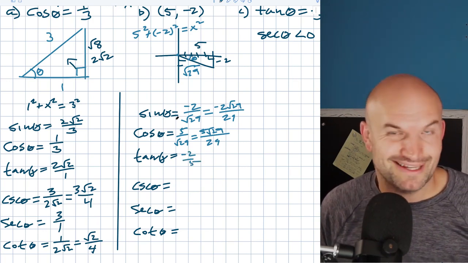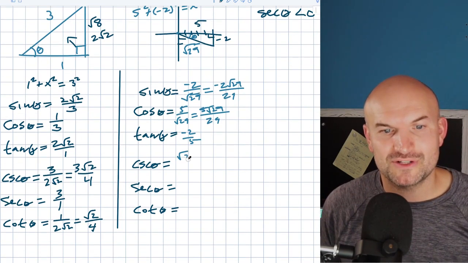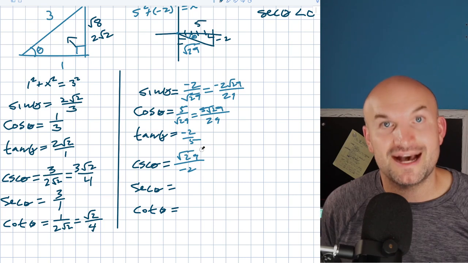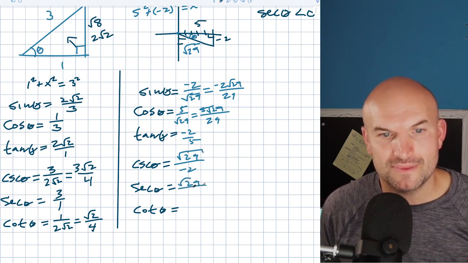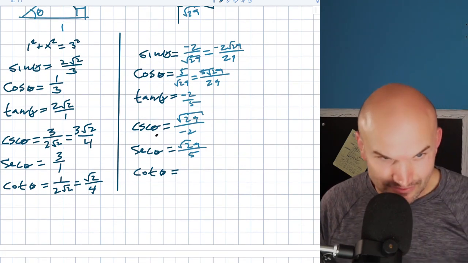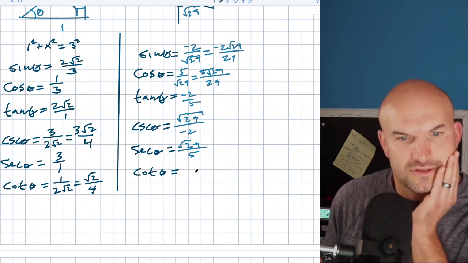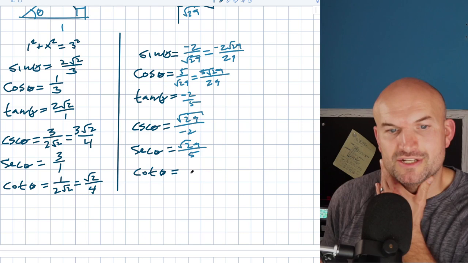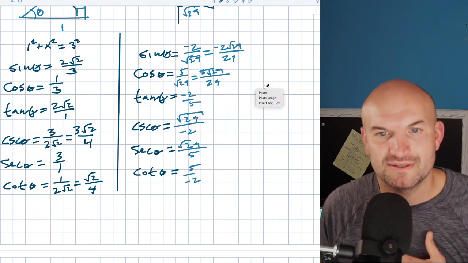For cosecant, the cool thing here is I can just do the reciprocal, like just flip them, right? So cosecant is square root of 29 over negative 2. Secant, I can just do square root of 29 over 5. And then the cotangent, I can just do 5 over negative 2.